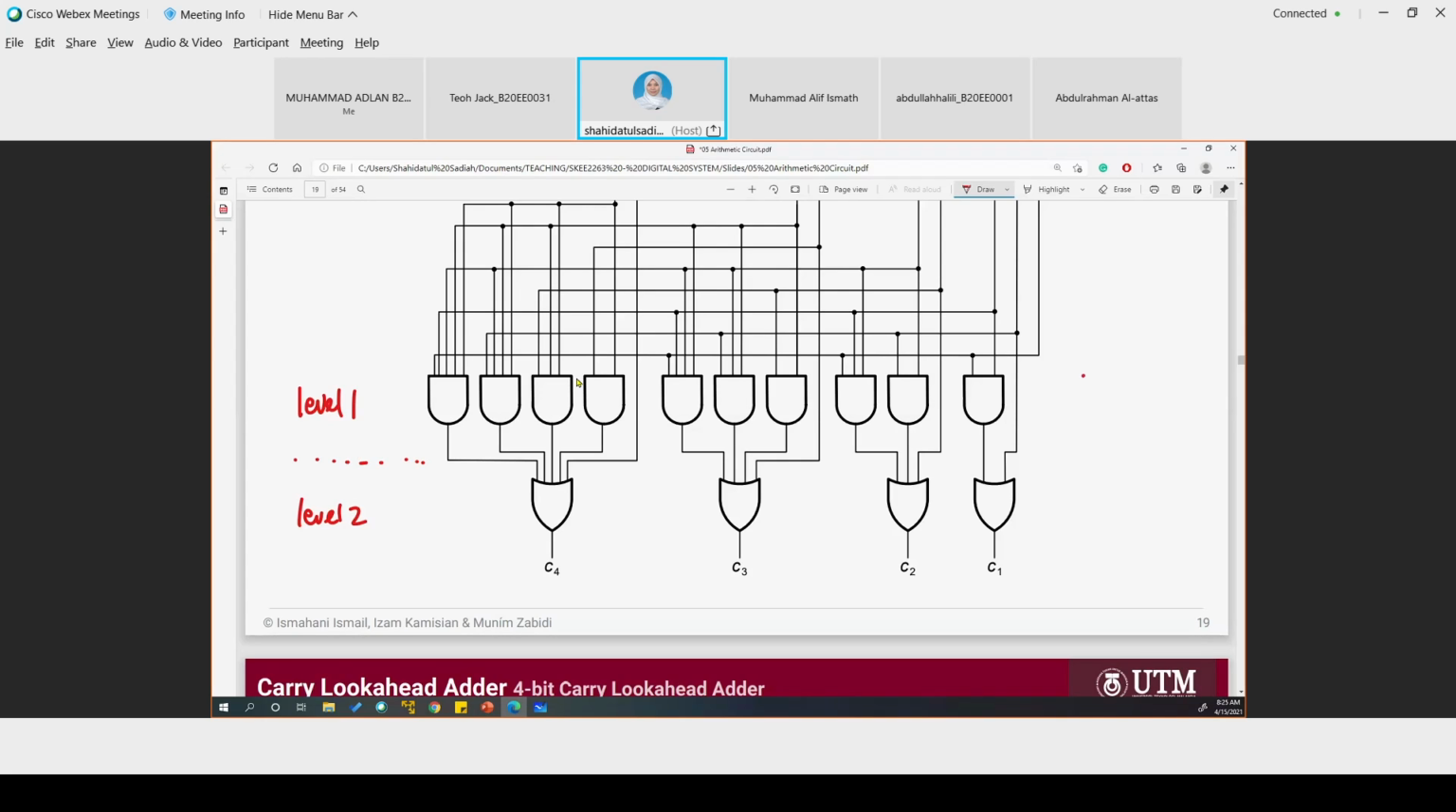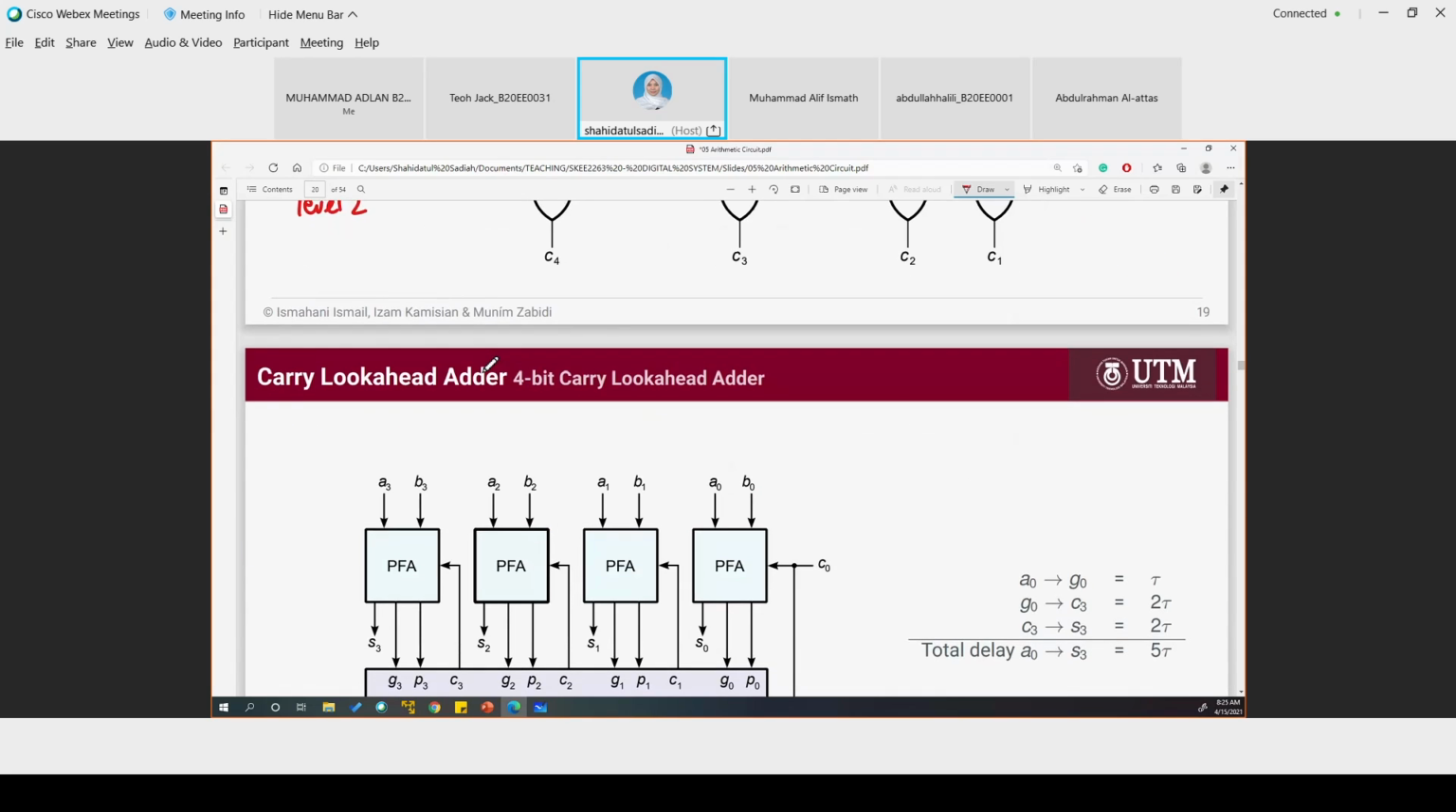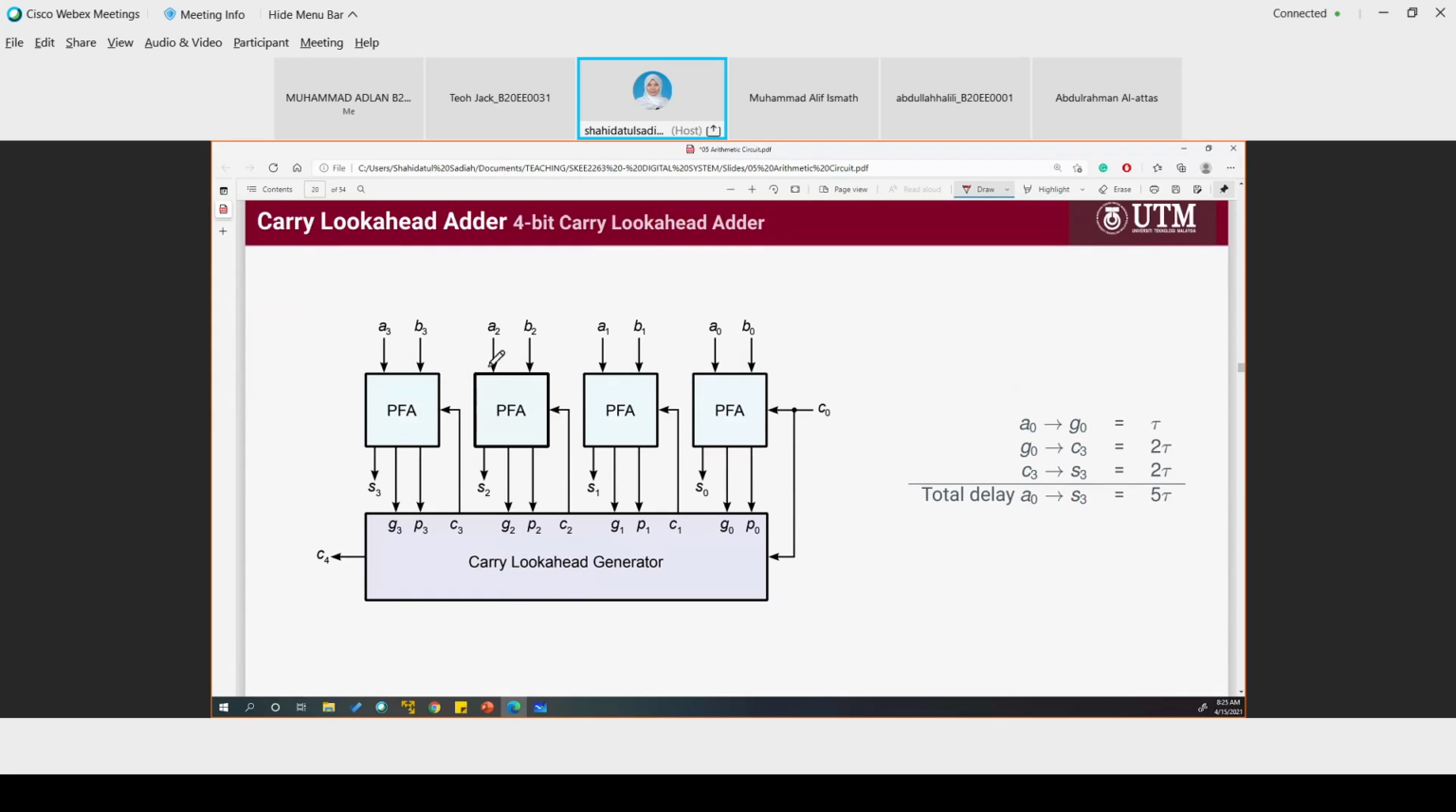So this will be the total for this circuit. The whole circuit is 2 tau, because the calculation is parallel at the same time. So it's 2 tau. Right? So our 4-bit carry look ahead adder, which must be better than the 4-bit ripple carry adder, the total delay is 5 tau.